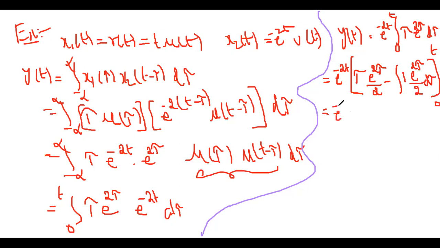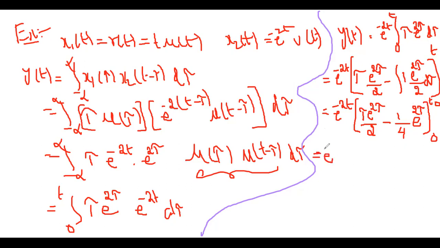Next, e power minus 2t, tau e power 2 tau by 2 minus, again apply the integral of e power 2 tau as 1 by 4 into e power 2 tau, because already the 1 by 2 is there. Now the e power 2 tau by 2, 2 into 2 is 4. So lower limit is 0 and upper limit is t.